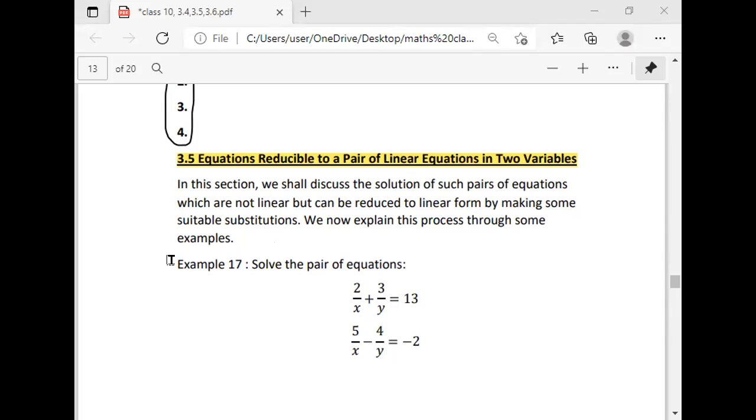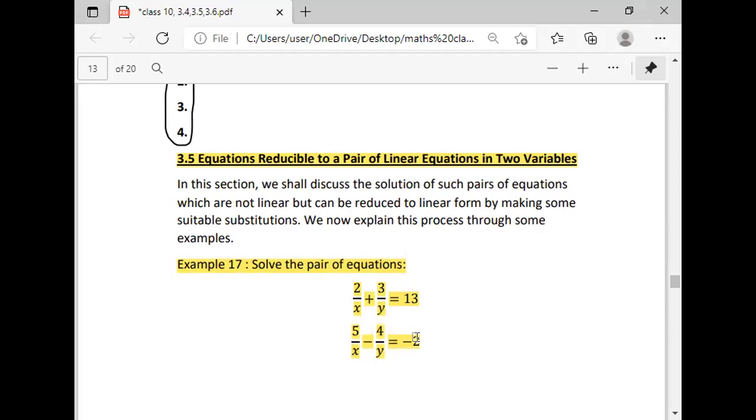See, you are given an example. Solve the pair of equations. See here, it is not a linear equation. Here the power of x and y is -1. 2 by x plus 3 by y is equal to 13, and 5 by x minus 4 by y is equal to -2. You have to solve it. Actually, this is very easy. There is no difficulty or any special steps.